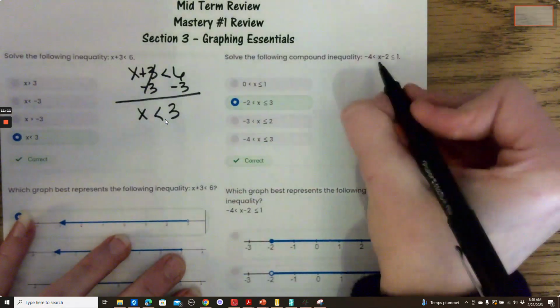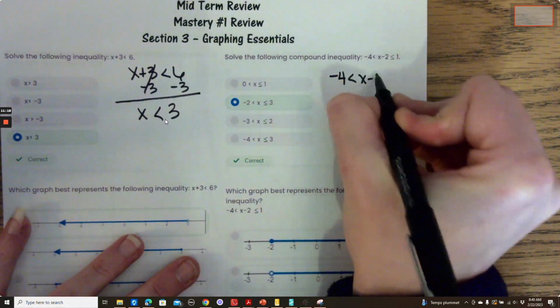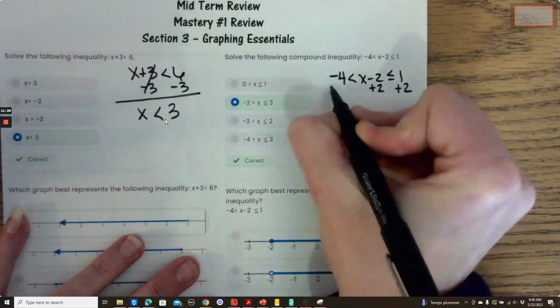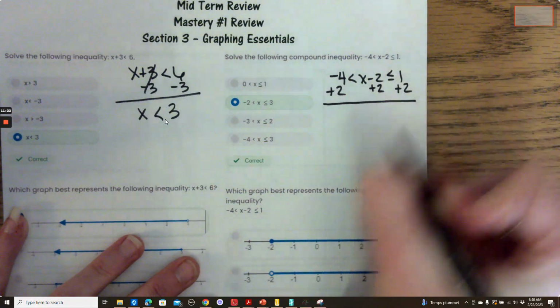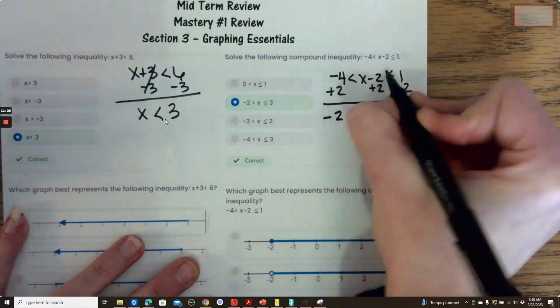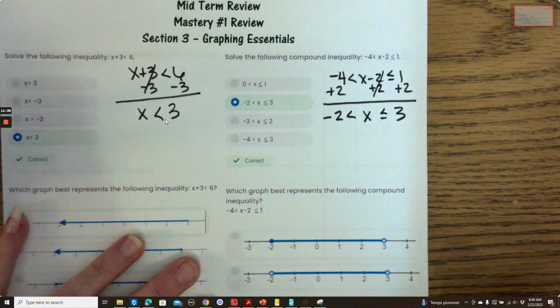Okay, so for this one, we're going to solve this one. So this one's a little bit different. This is a compound. So what I'm going to do here is I'm going to add 2 everywhere. So negative 4 plus 2 is negative 2. This is going to cancel. 1 plus 2 is 3.